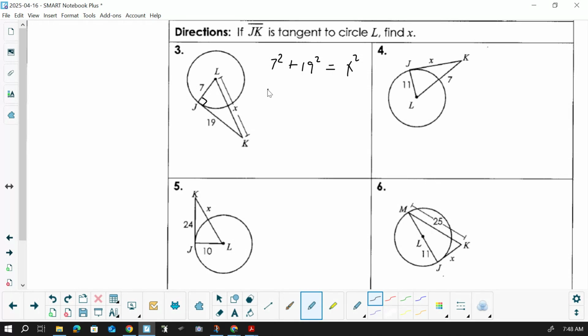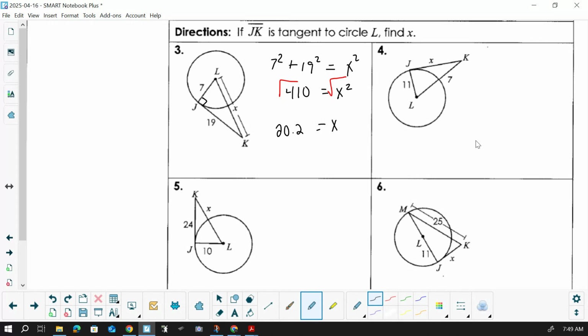What is 7 squared? What is 19 squared? Actually, let me do this. I want to save myself a step. 7 squared plus 19 squared. If I square this, 49 plus whatever that is, I add those together, I get 410. And then how do you get rid of that squared? You do the square root, right? Square root of x squared. The square root of 410, we're going to round it off, 20.2.